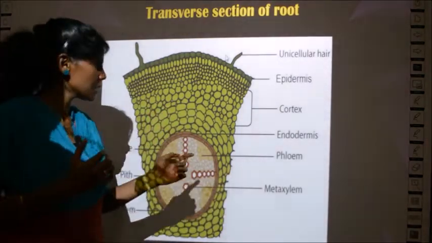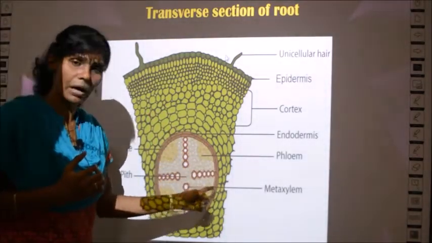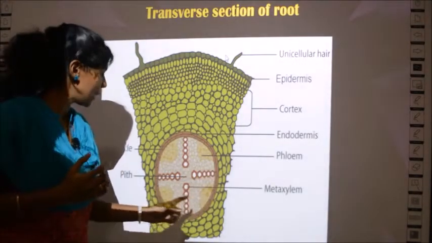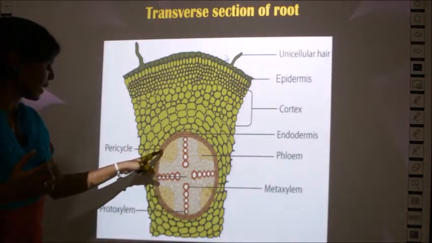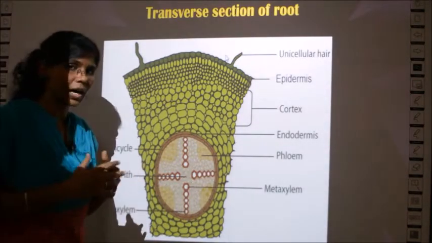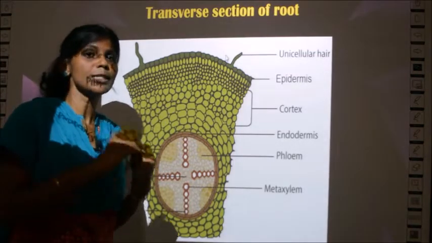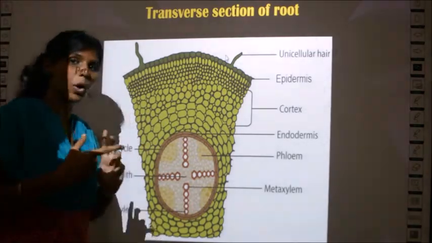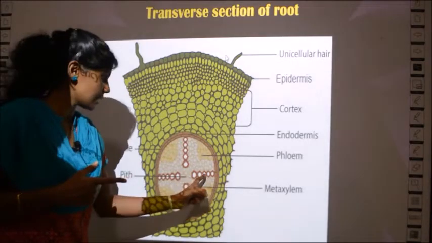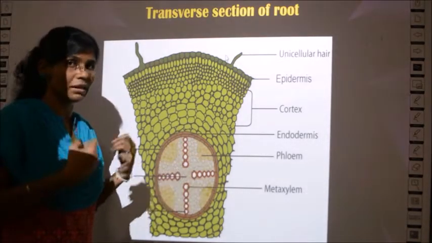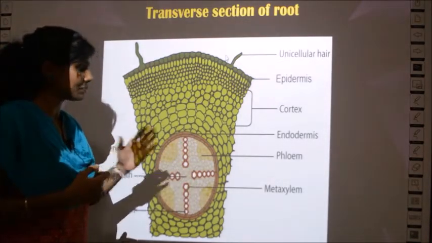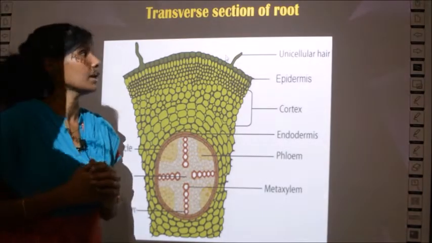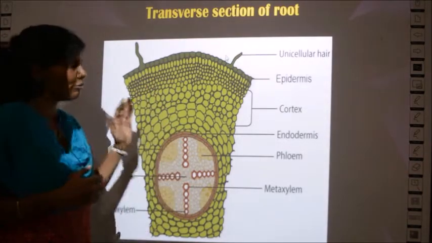Below the endodermis you have one more brown layer which is called as pericycle. This is the pericycle, and again you have vascular bundles, that is xylem and phloem alternatively arranged. This is xylem and this is phloem, they are alternatively arranged. So this is all about transverse section of root.